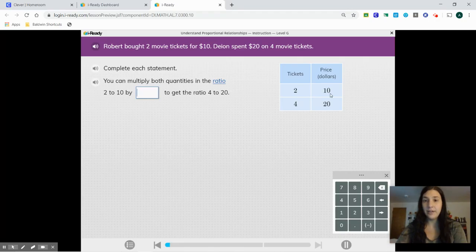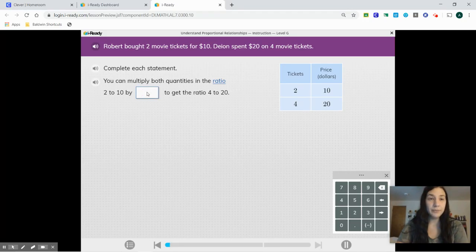tickets. So we see here that if we do dollars per ticket, or price per ticket, 10 divided by 2 would give us 5. So that would mean that our unit rate is 5. So now down here, we need to make sure that when we do 20 divided by 4, it equals 5. If that's the case, which it is, we have a proportional relationship.